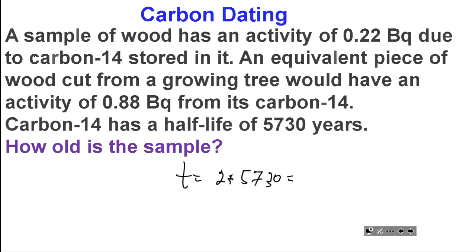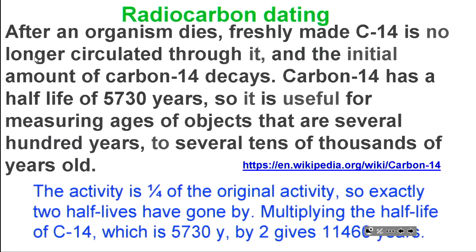That's it. Multiplication. 2 times 5730 is 11,460, or about 12,000 years. So this is just an explanation. You have the answer, and there's a link if you want to read more about carbon dating.